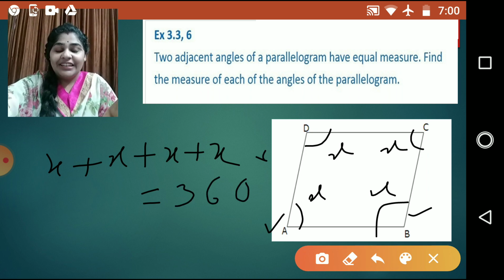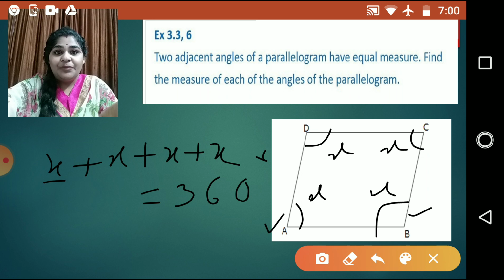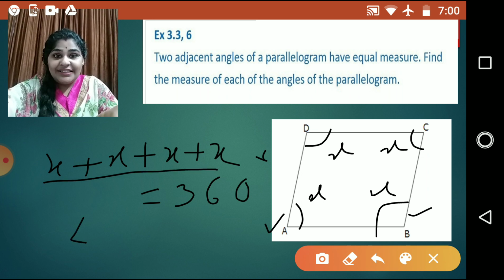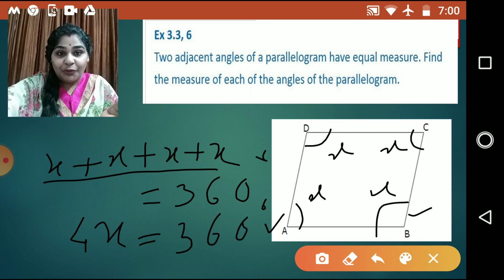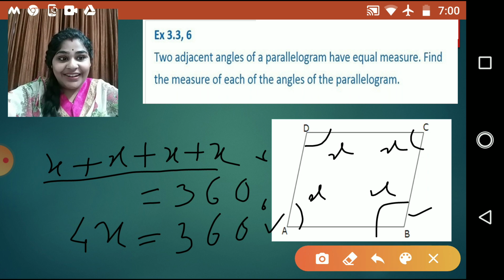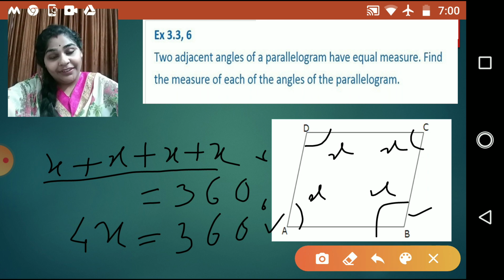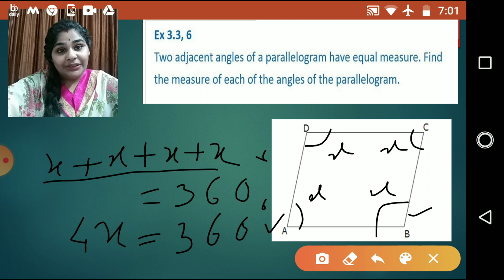Now this is an equation that we have formed. So x plus x plus x plus x is nothing but 4x, right, is equal to 360 degrees. Now here we can transpose and find out the value of x, and that is how we are finding the value of all the angles.